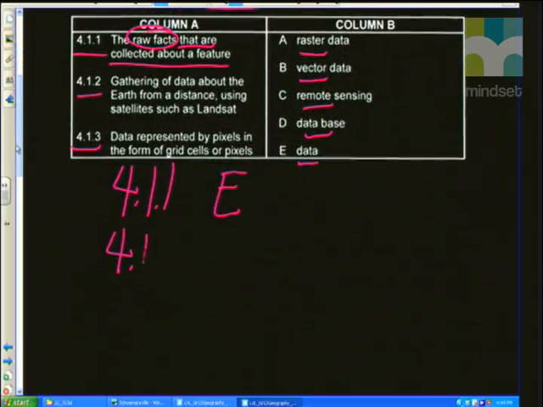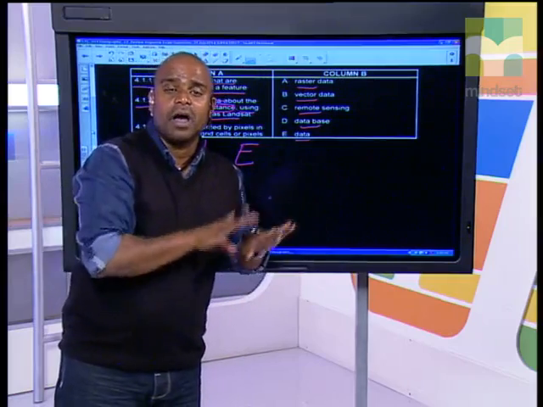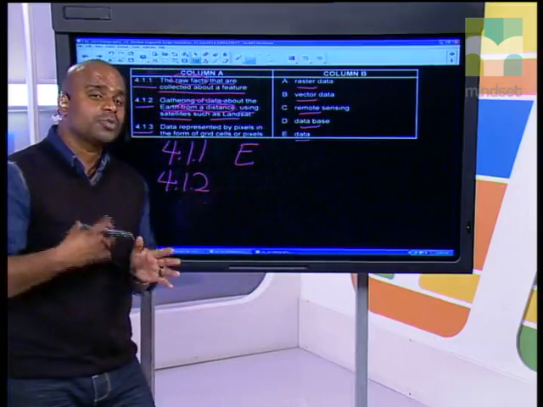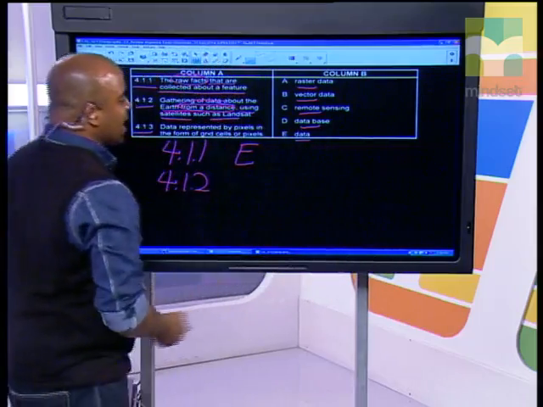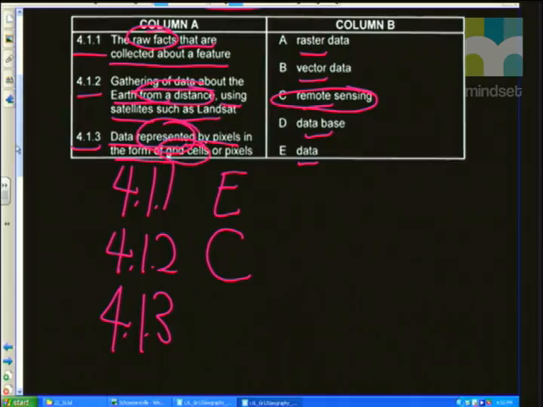Let's go to 4.1.2, gathering of data about the Earth from a distance using satellites such as Landsat. And Landsat is a satellite which is able to determine the type of relief features on the Earth's surface. Immediately you should know that because we are obtaining information about an object from a distance, this is remote sensing. And exactly, guys, the option available to you is C. So 4.1.2 is C.